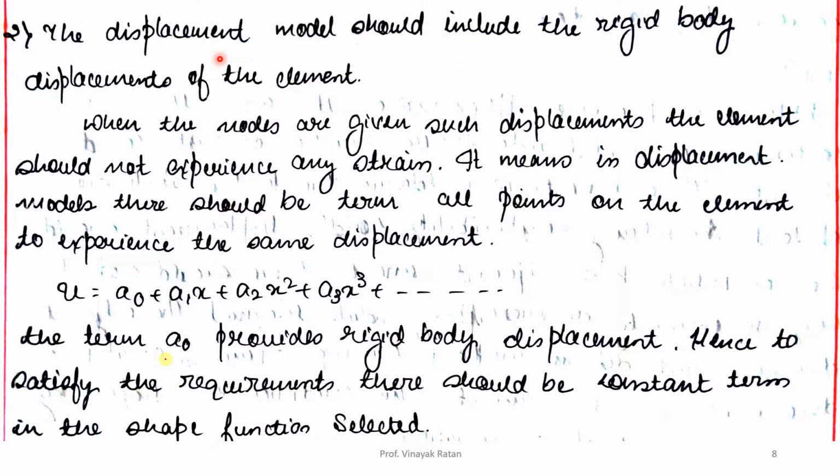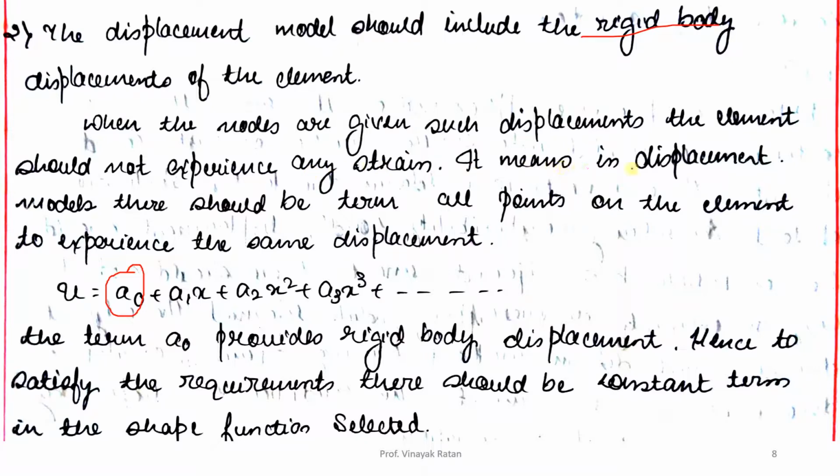The second convergence requirement is: the displacement model should include the rigid body displacements of the element. What does this mean? This displacement function which you assumed must contain such a term that it gives rigid body displacement. That can be achieved by the constant term. When the nodes are given such displacement, the element should not experience any strain.